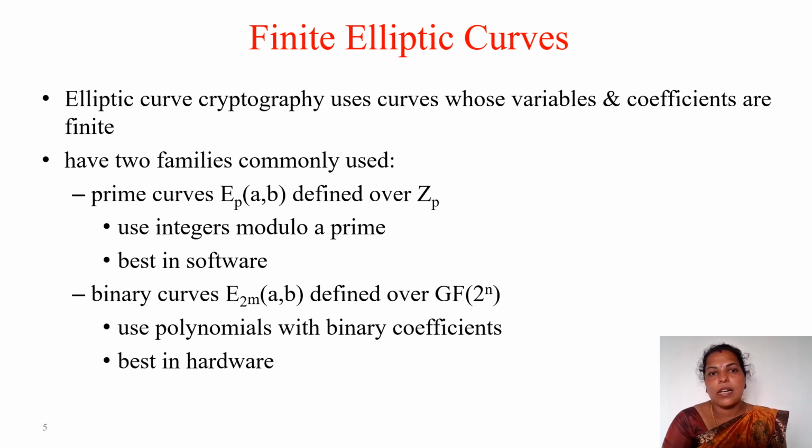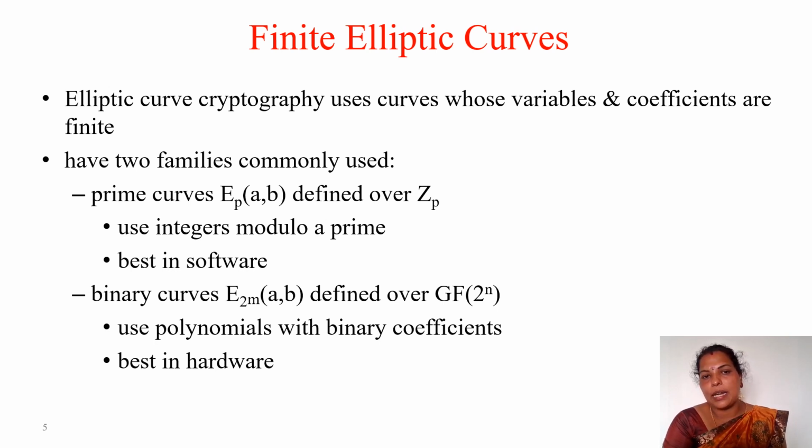Next is finite elliptic curves. This elliptic curve cryptography uses curves whose variables and coefficients are finite. We all know the finite field, the Galois field of 2 power n, and the Galois field of p also.